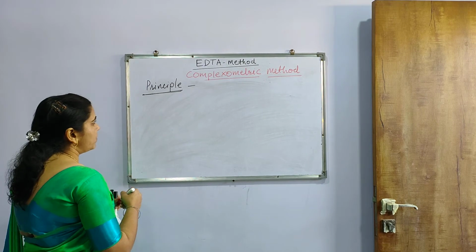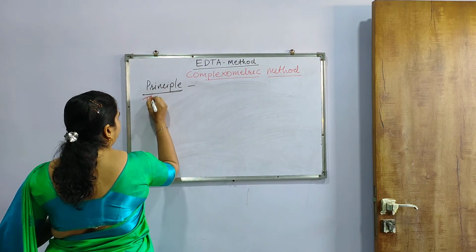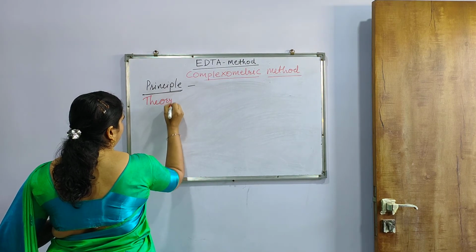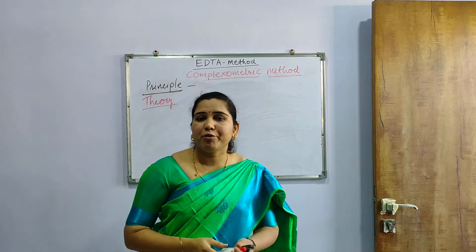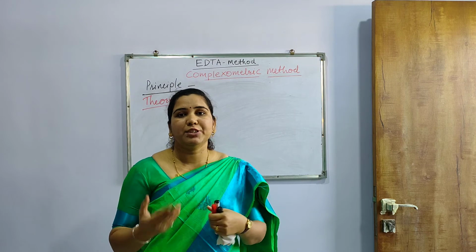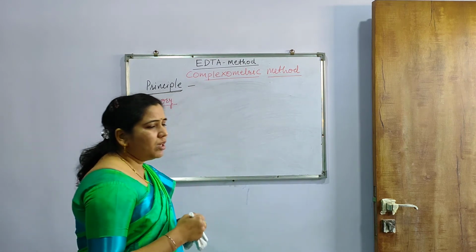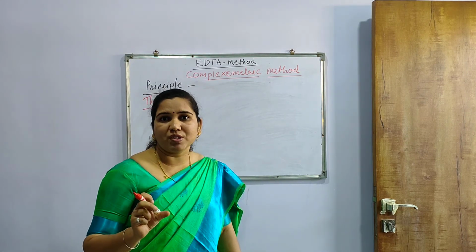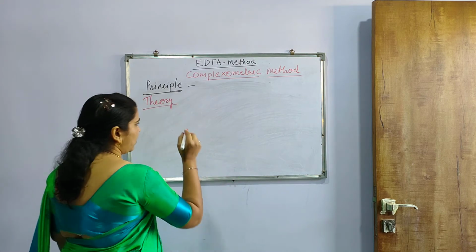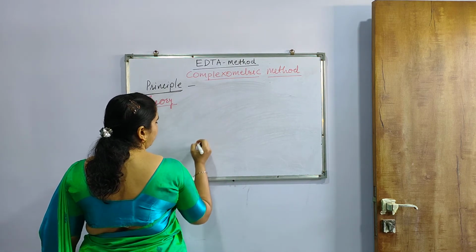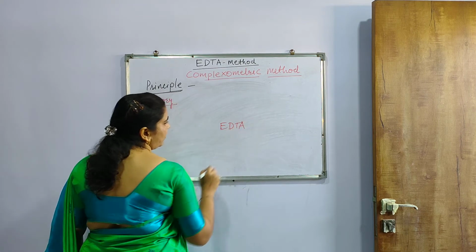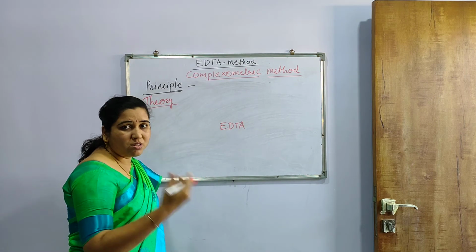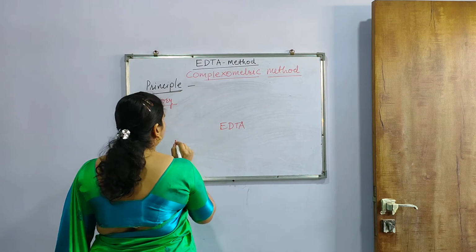This is about the principle. Now second is the theory. Theory of the EDTA method. In this, we have to see how this reaction occurs. First of all, we will write its abbreviation, EDTA, just as EDTA. We will not write the total structure of it. So this EDTA is there.